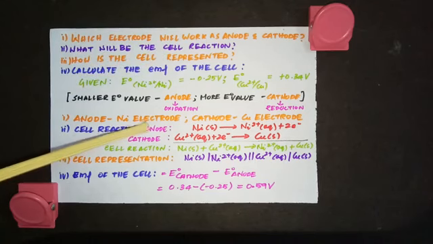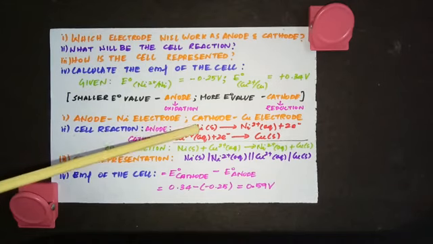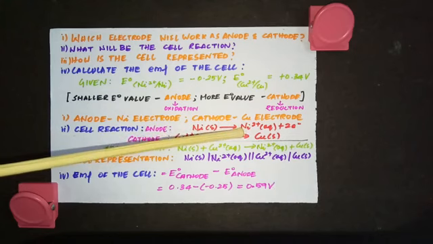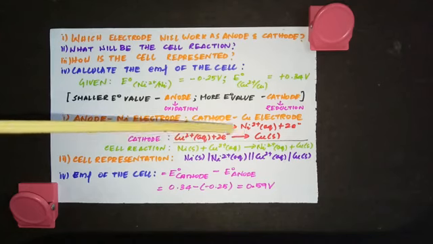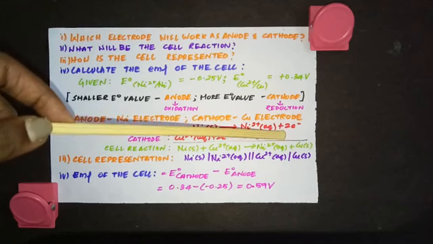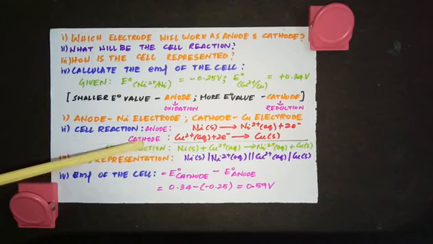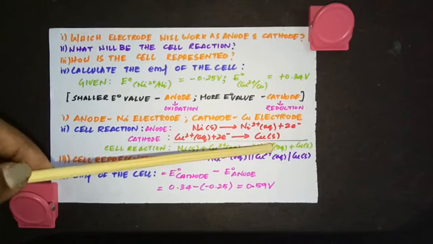You know, at anode oxidation takes place and at cathode reduction takes place. So at anode, nickel solid is losing 2 electrons and becoming Ni2 plus. Usually it will be 2 electrons because the plus 2 oxidation state is more stable for nickel and copper, and only for silver it will be 1 electron because Ag plus is more stable. So now Ni solid is changed into Ni2 plus by losing 2 electrons, and at the cathode reduction is happening. So Cu2 plus is taking up 2 electrons to become copper solid.